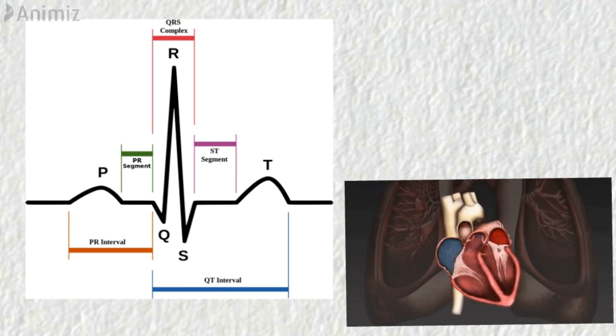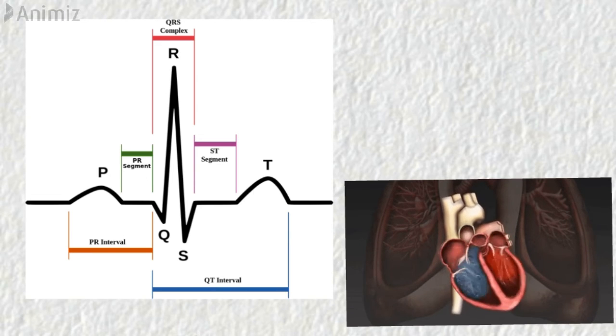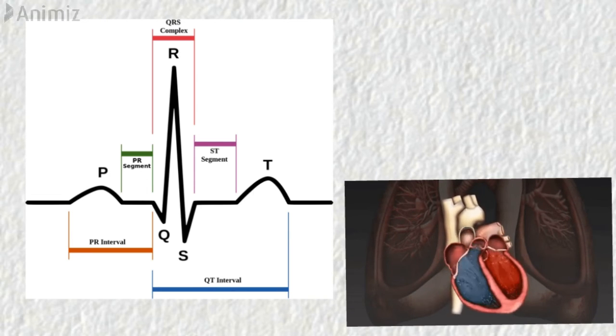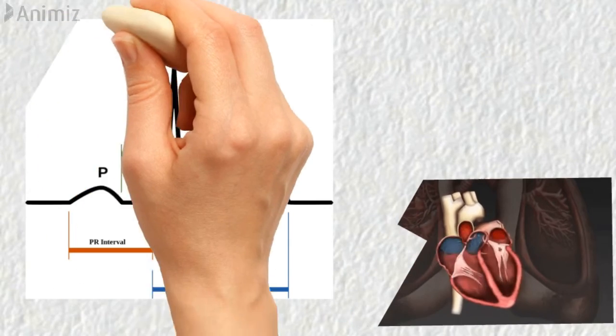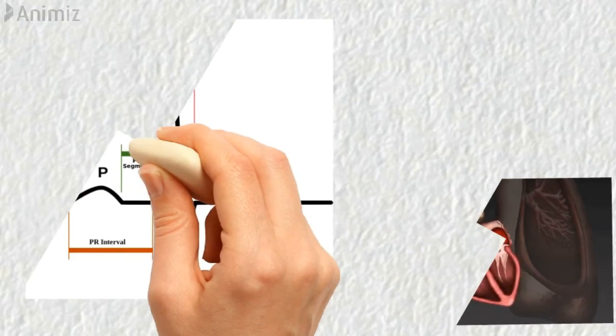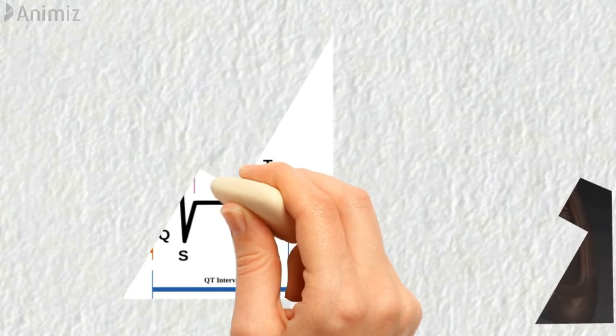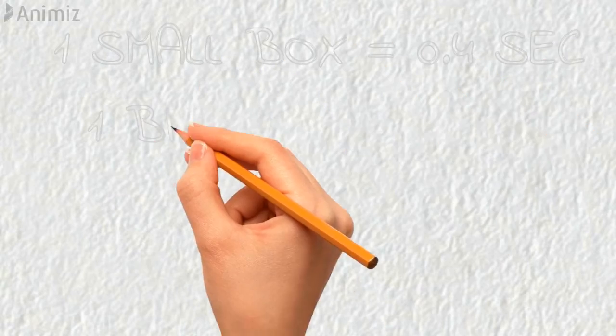The QRS complex, which is the tall structure which you can see in the diagram, represents ventricular depolarization. Depolarization is for contraction and repolarization is for relaxation. The T wave, on the other hand, represents ventricular repolarization. Every depolarization is followed by a repolarization.